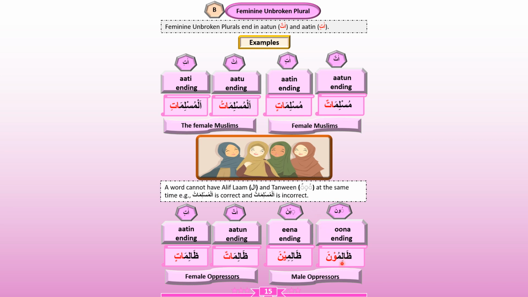And then at the bottom, we've got more examples. Zalimuna, zalimina, that's male oppressors. Zalimatun, zalimatin, female oppressors. So here are the four endings of unbroken plurals in Arabic: una, ina, atun, atin. Two are mudhakkar masculine, two are muannas feminine.